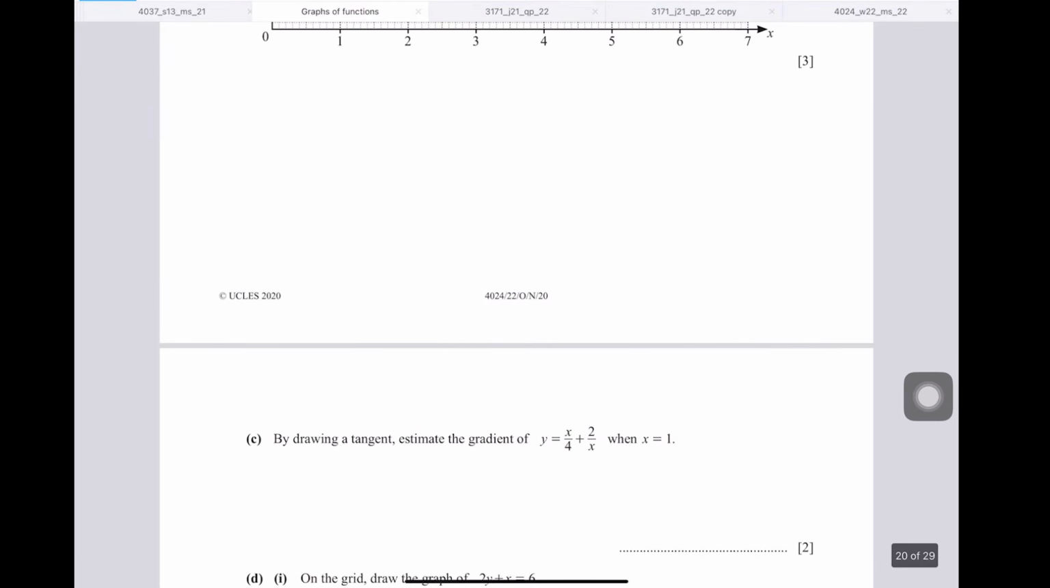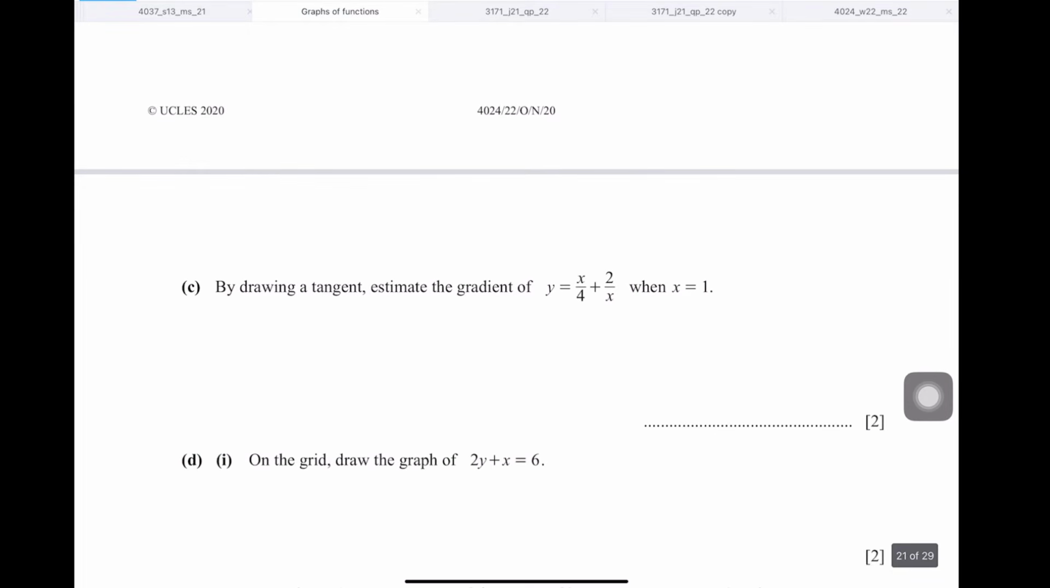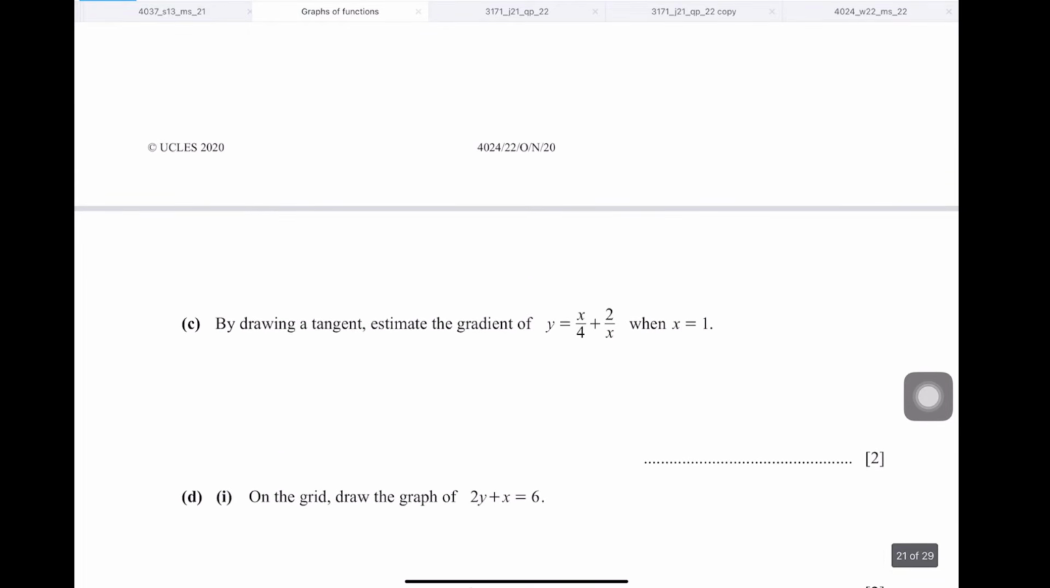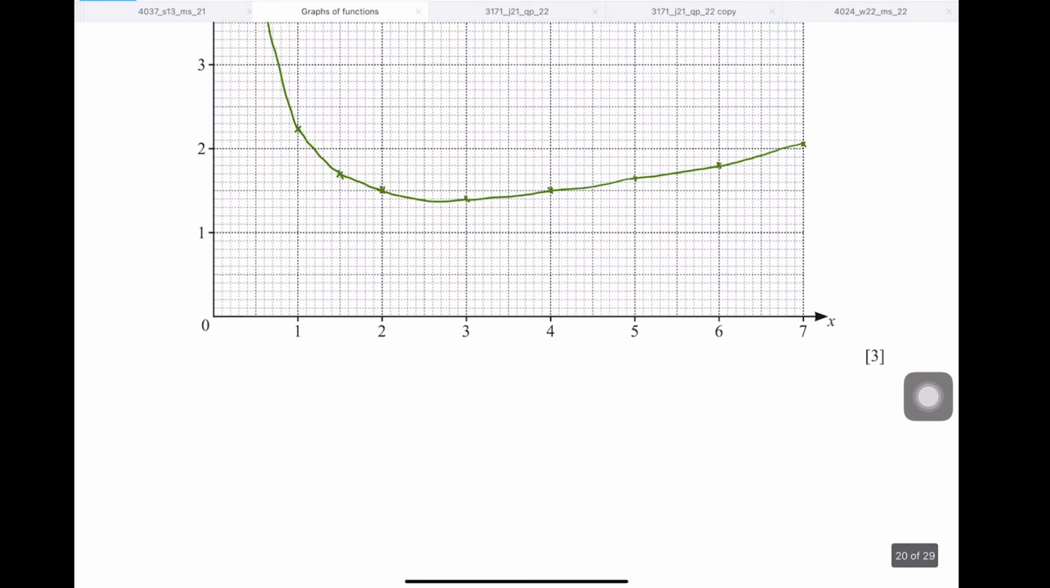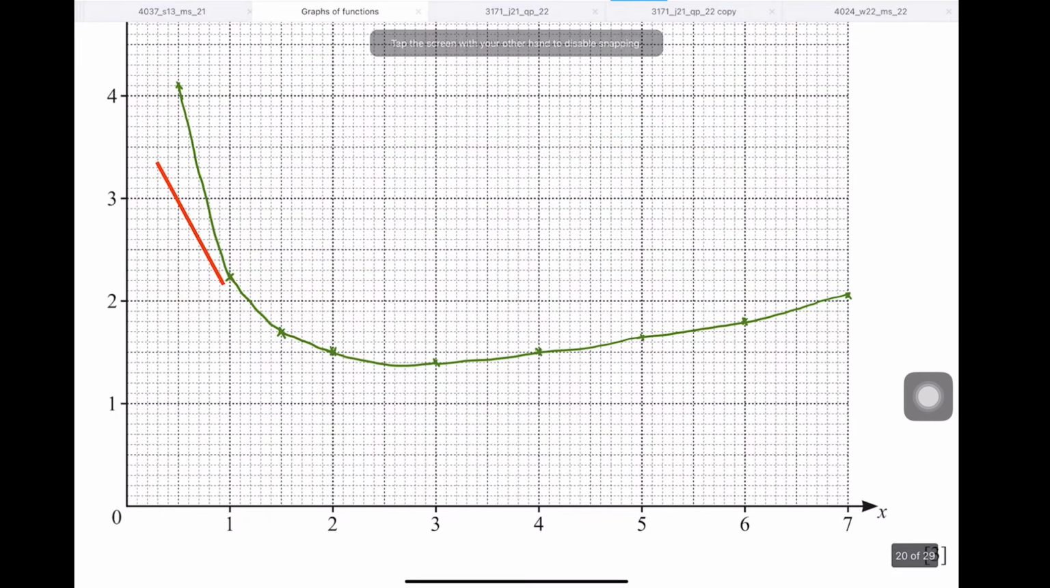3 marks. Then it says, by drawing a tangent, estimate the gradient of y equals x upon 4 plus 2 upon x when x equals 1. So we have to make a tangent at x equals 1. Alright, let's do that. Remember the properties of a tangent: it should represent the steepness of the curve, and the distance before and after the point of tangency should be equal.